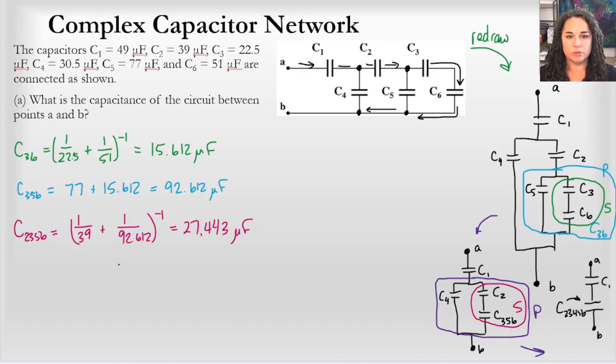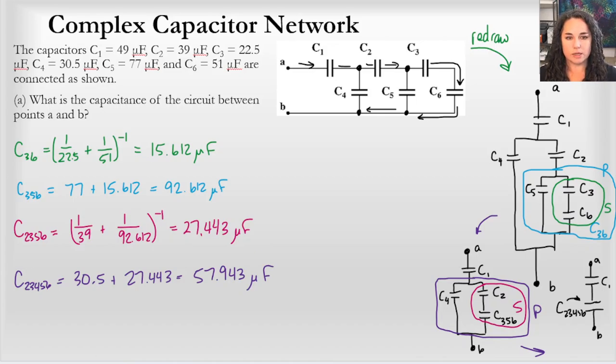We're going to do the purple simplification with the parallel here. C4 is in parallel with C2356. Okay, so we'll do another parallel. C23456 equals C4, 30.5 plus 27.443, which is 57.943 microfarads. Okay, one more step.